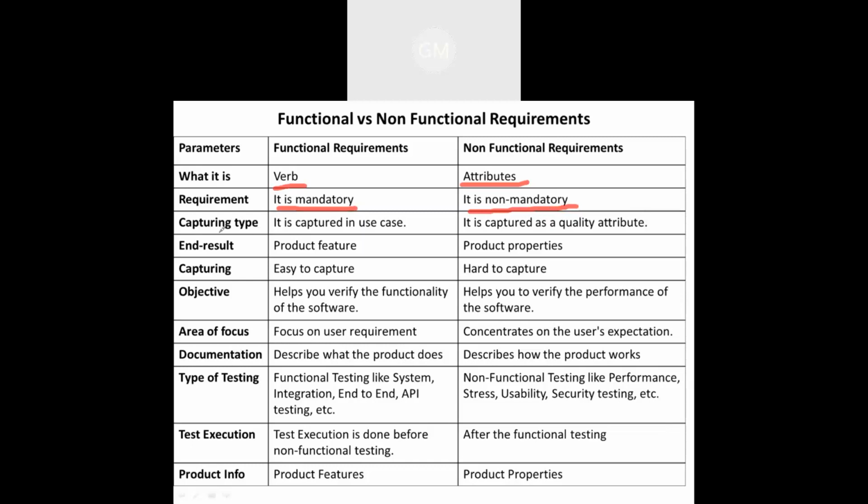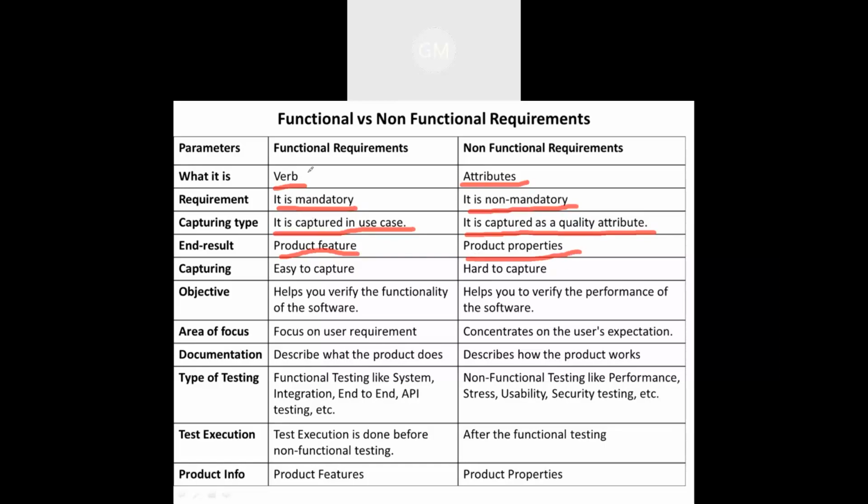Now the third one is capturing type. Here the functional requirement is going to capture the use cases. What will be the uses of the system, it is going to capture. But the non-functional requirement is going to capture the quality attributes. And in functional requirements, you can get the product features. As I explained, functional requirements mainly deal with the product, the different features provided by the systems. And in non-functional requirements, product properties are defined.